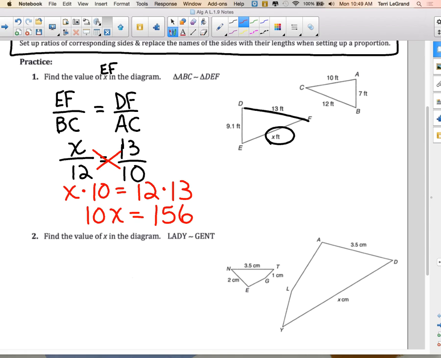Okay. I'm going to have to move over here. I've kind of run out of room, so now I have my 10x equal to 156. What are we going to do next? Divide by 10. Okay, divide both sides by 10. And we're going to find out that x equals 15.5? 15.6, I think, right? If it was 155, it would be 15.5, but it's 156, so it's 15.6.